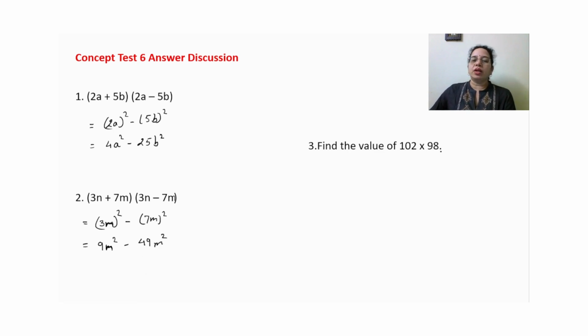Now find the value 102 multiplied by 98. How can you write down this? 100 plus 2, and this is 100 minus 2. So plus and minus, third identity. So first term whole square minus second term whole square. So 100 square will give you 10,000 minus 4. Subtract the number and you will get 9,996.